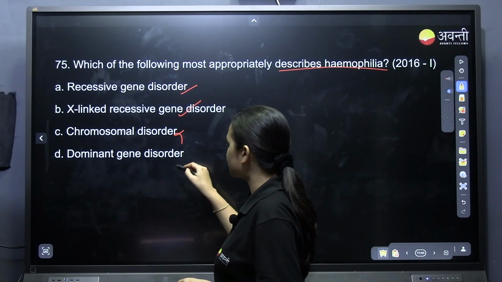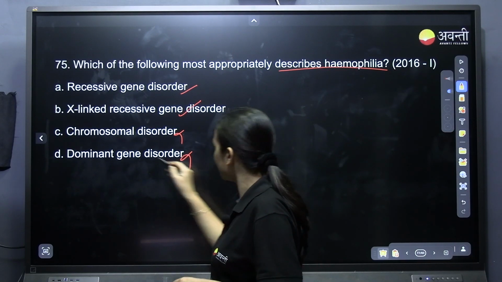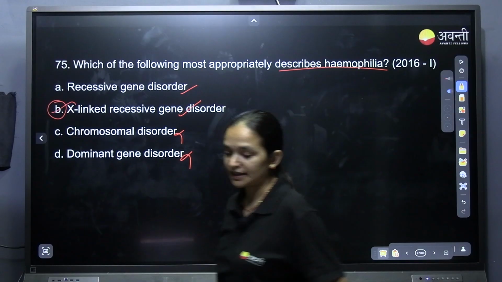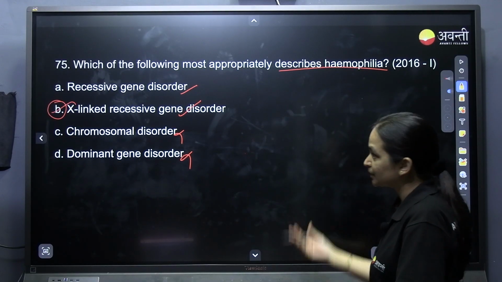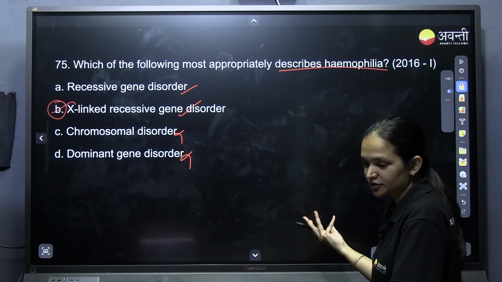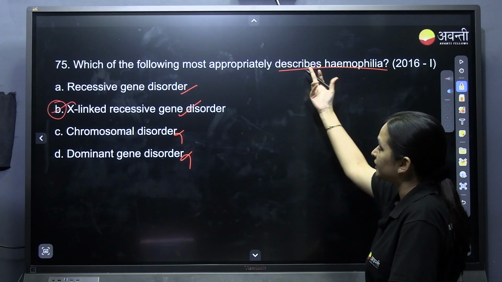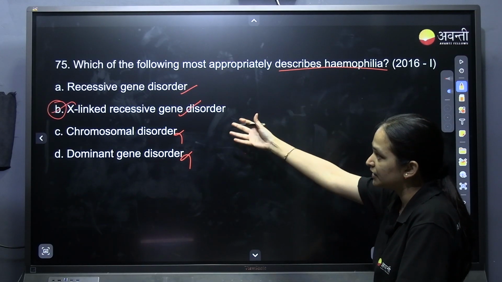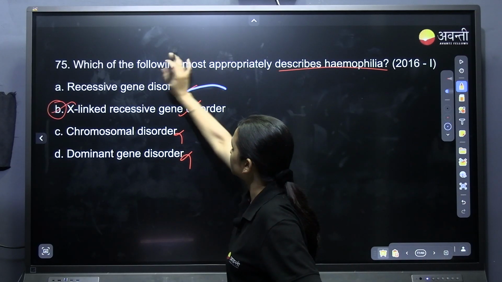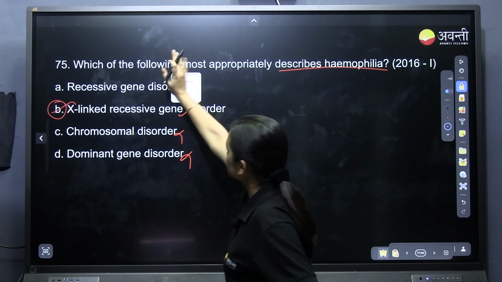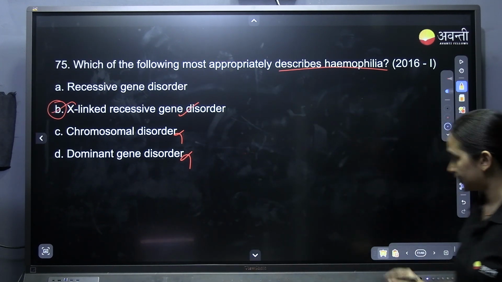Chromosomal disorder नहीं, this is Mendelian disorder. Dominant gene disorder भी नहीं. So it is B for Bombay is the correct answer, but still A could also be correct because recessive gene disorder, but they have most appropriately, most ज़्यादा appropriate कौन सा है? B is the most appropriate. X-linked gene disorder.